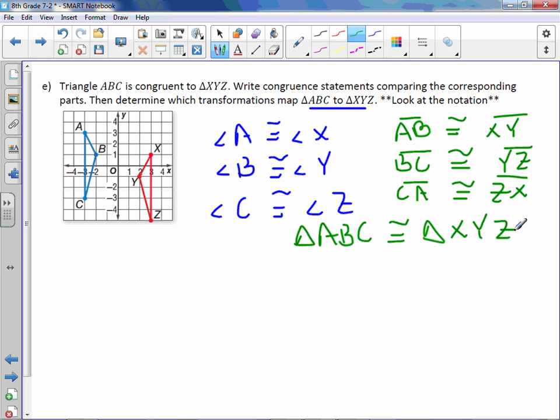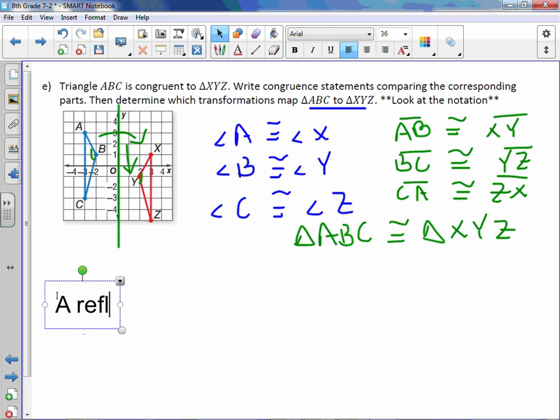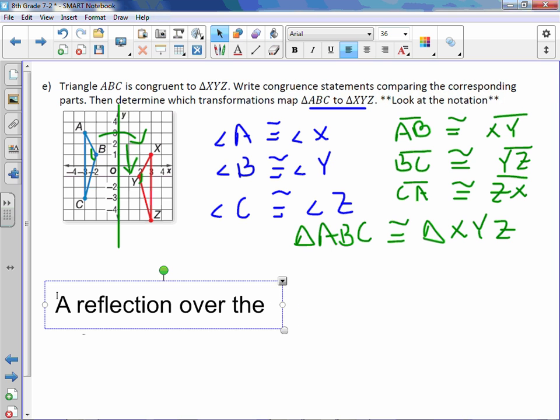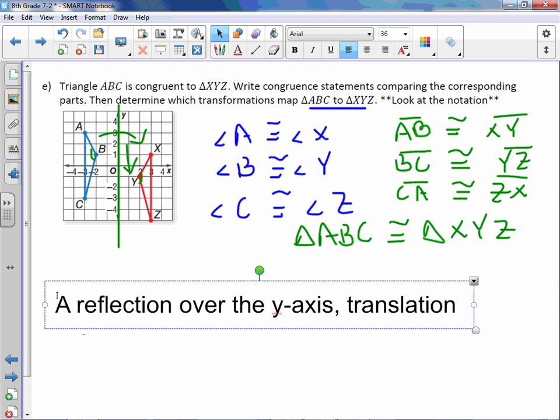So if I have that angle B is congruent to angle Y, what looks like happened is that figure reflected over the x-axis and then it moved down. So the transformations then would be a reflection over the, and actually y-axis, I believe I said x-axis, I meant y-axis, reflection over the y-axis, then a translation. How far down did it go?